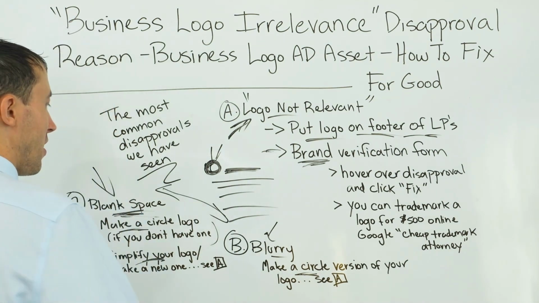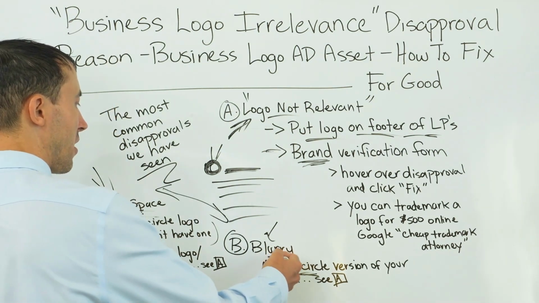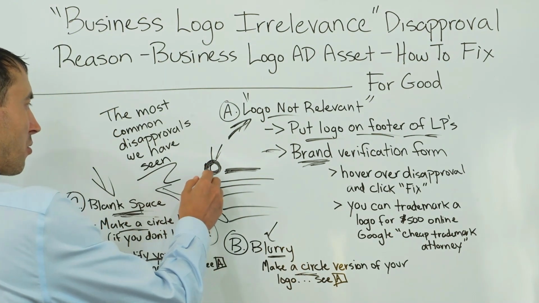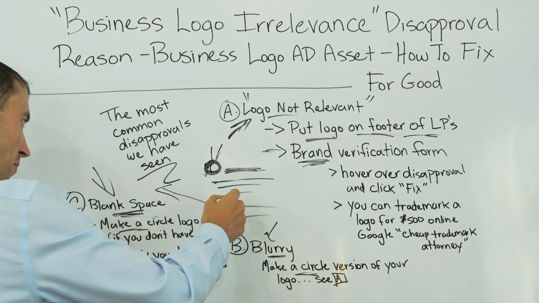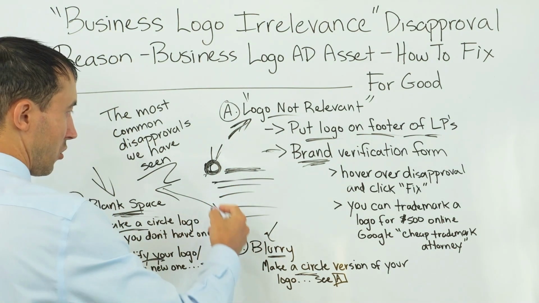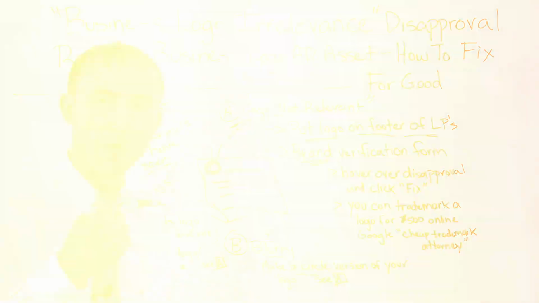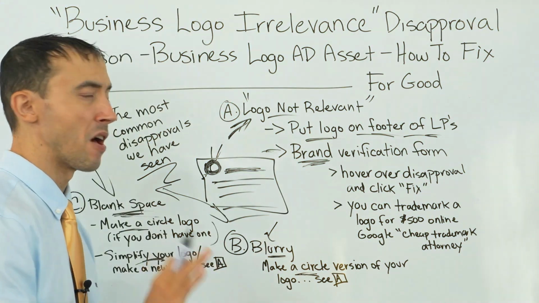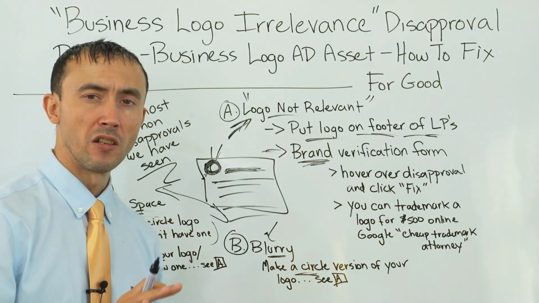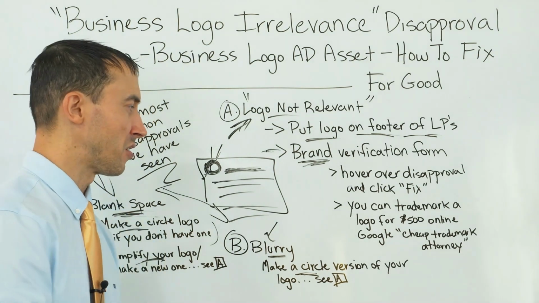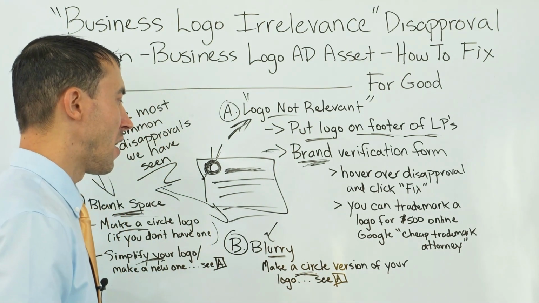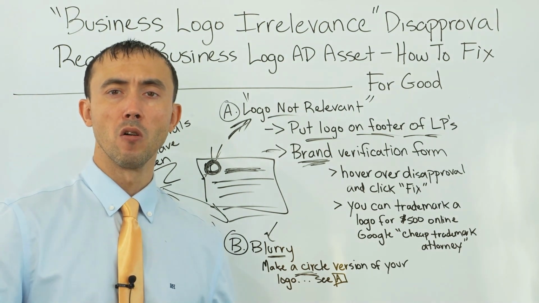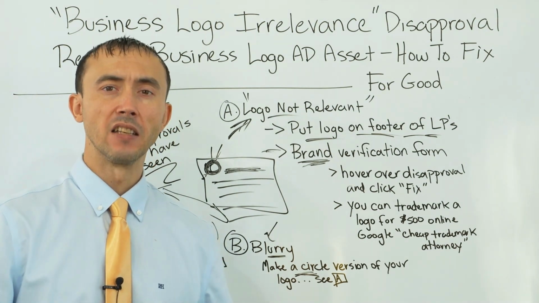So that's number one. Now, number two is the blurry reason. You want your logo to show up next to your business name on the ad, which is equally as important for high click-through. When you look into the business logo irrelevance and Google is telling you it's because the logo is blurry specifically, you need to make a circle version of your logo and add it as your business logo ad asset itself.